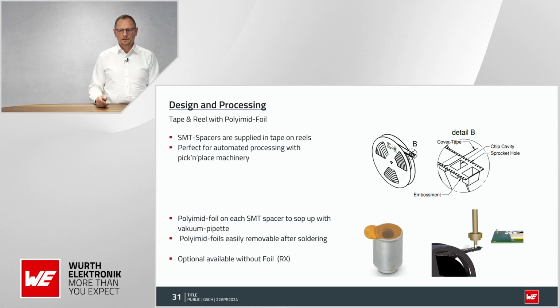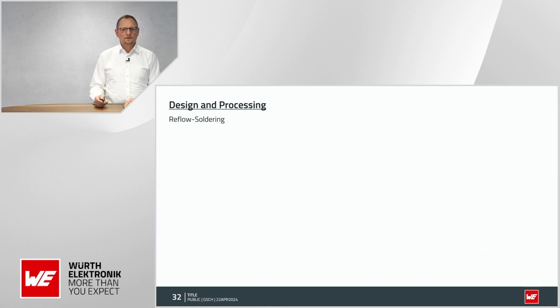So, optionally, there are types available without this kind of foil that require a special type of nozzle. This is a kind of vacuum pipette. It's called a nozzle, and then you can also save that process of removing the foil.